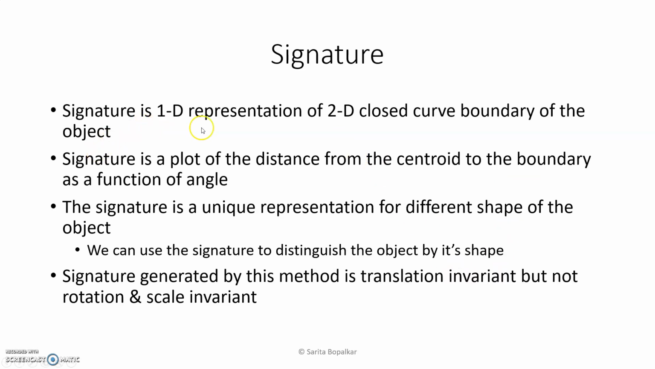Signature. Signature is a one-dimensional representation of a two-dimensional closed curve boundary of the object. Signature is a plot of the distance from a centroid to the boundary as a function of an angle. The signature is a unique representation for different shapes of the object. That's why we can use this signature to distinguish the object by its shape. Signature generated by this method is translation invariant, but it is not rotation and scale invariant. Now let us see how to draw the signature.